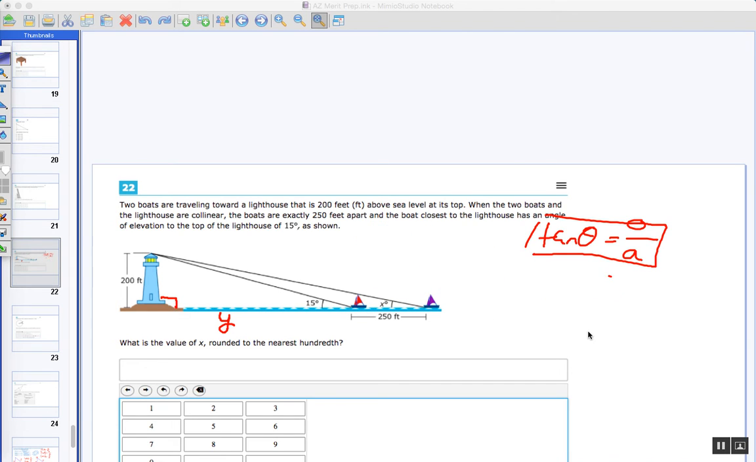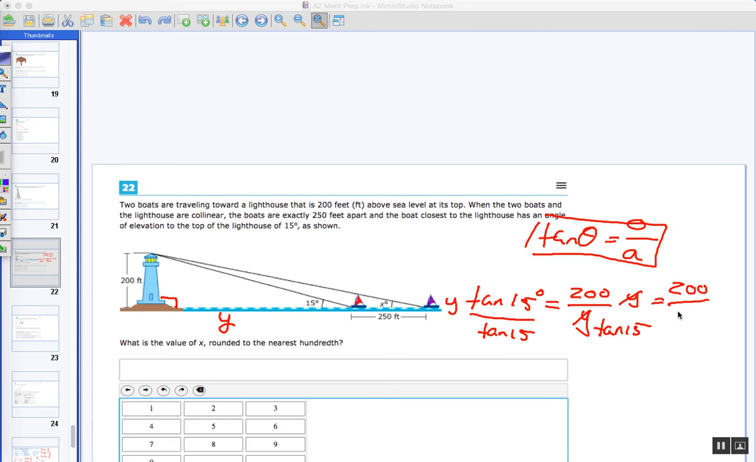So let me erase that out. So we're using tangent. So tangent of 15 degrees is equal to opposite, so 200 over y. So now we want to solve this equation for y. So I'm going to multiply both sides by y and divide by the tangent of 15. So y is equal to 200 divided by the tangent of 15.